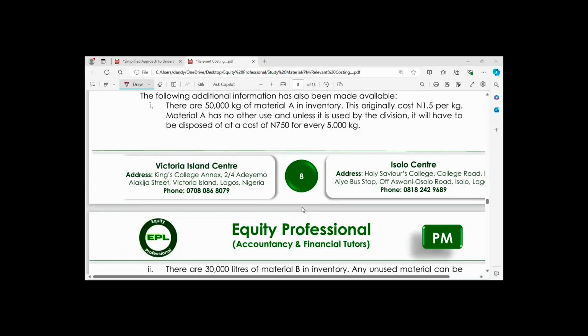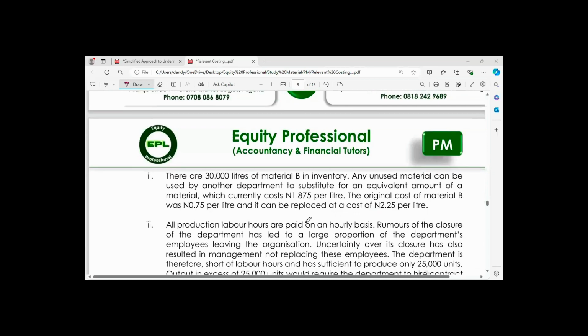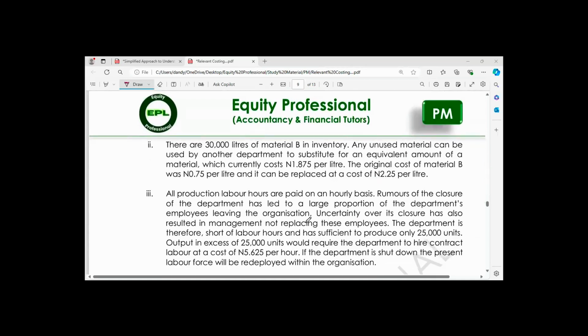2. There are 30,000 liters of material B in inventory. Any unused material can be used by another department to substitute for an equivalent amount of a material which currently costs 1 naira 875 kobo per liter. The original cost of material B was 75 kobo, that's 0.75 naira per liter, and it can be replaced at a cost of 2 naira 25 kobo per liter.